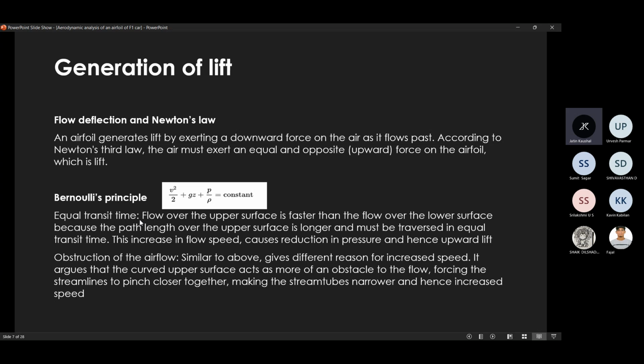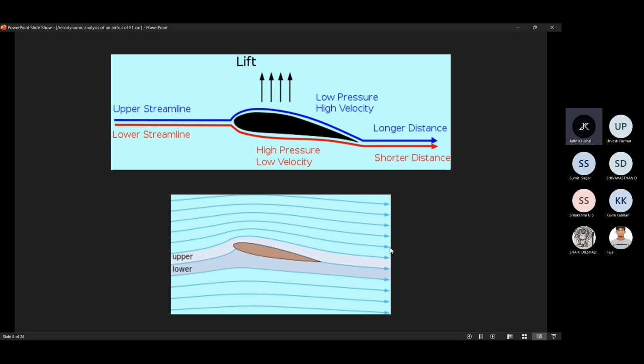In equal transit time, I'll read it first. Flow over the upper surface is faster than the flow over the lower surface because the path length over the upper surface is longer and must be traversed in equal transit time. This increase in flow speed causes reduction in pressure and hence upward lift. So this is the diagram that explains the equal transit time theory.